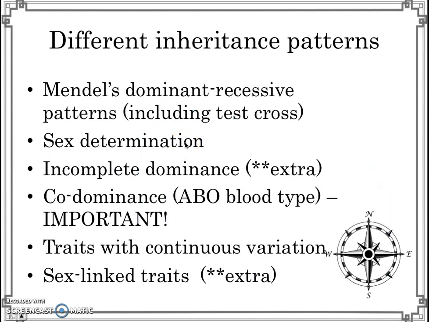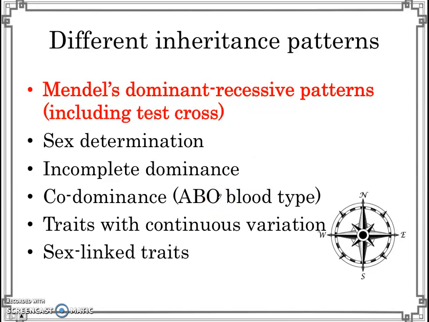Now we're going to take a look at a few different types of inheritance patterns. First, we're going to continue with Mendel's dominant recessive pattern, and I'm going to introduce to you the idea of a test cross. Secondly, we're going to look at how sex is determined in humans, and then finally we're going to take a look at what is called codominance, which happens in the inheritance of blood type, and this is very important for our syllabus.